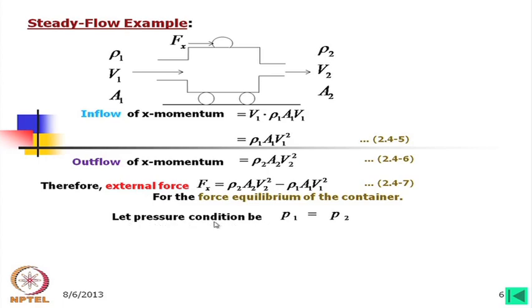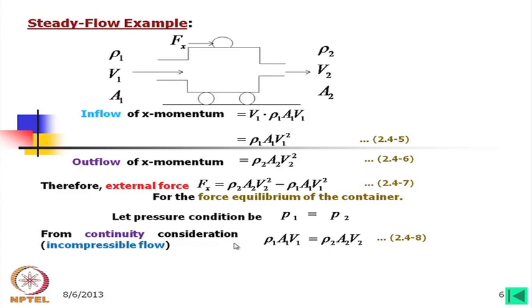Let the pressure condition be P1 is equal to P2. This means that here pressure and here pressure will be same. Then from continuity consideration, incompressible flow, rho 1 A1 V1 is equal to rho 2 A2 V2. And therefore, Fx will be rho 1 A1 V1 into V2 minus V1.